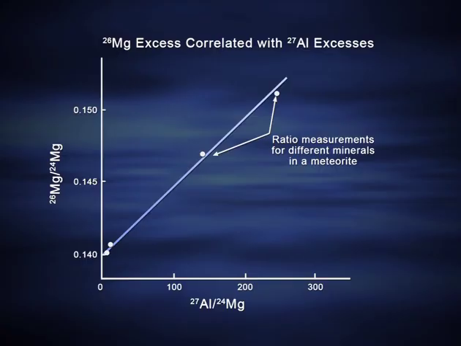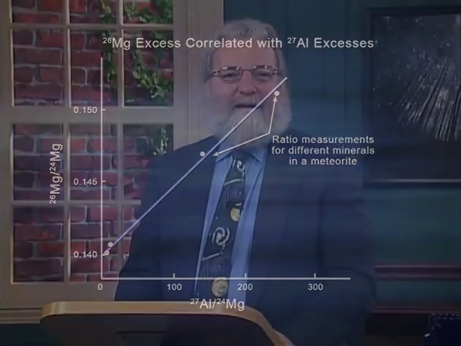It turns out there's a beautiful correlation between the amount of magnesium-26 in excess of what one would expect with the amount of aluminum-27 that's present in these chondrules, confirming that magnesium-26 is indeed from the decay of the sister isotope aluminum-26. Where there is more aluminum, there is more magnesium-26. Where there is less aluminum, there is less magnesium-26, just as we'd expect if the excess magnesium-26 all came from this decay. Now, the question arises, where did this short-lived radioactive isotope come from?